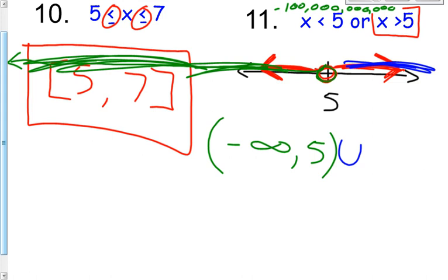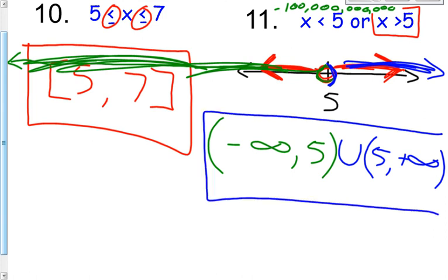With a union, we're still going from left to right, so where does it start again? It starts at 5, and it doesn't equal 5, so it's going to be a parenthesis. And how far does this blue go to the right? It goes all the way to positive infinity. So you're going to put a plus sign, infinity, and as we said, infinity always has parentheses. So this is your answer for number 11.